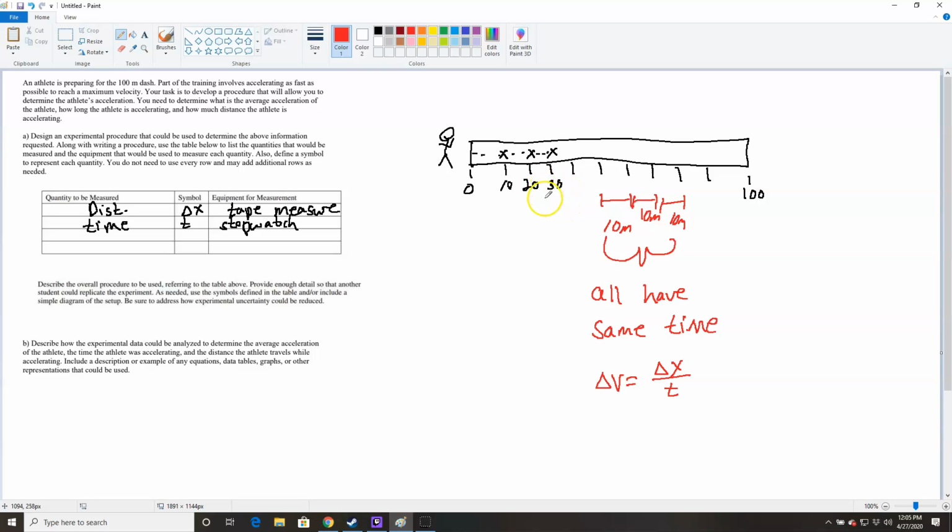So that's how I can figure out two things. One is that's going to allow me to figure out what is the time for acceleration. And the second thing that will allow me to figure out is what is the distance for the acceleration.